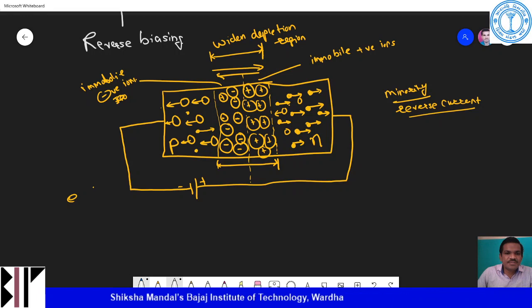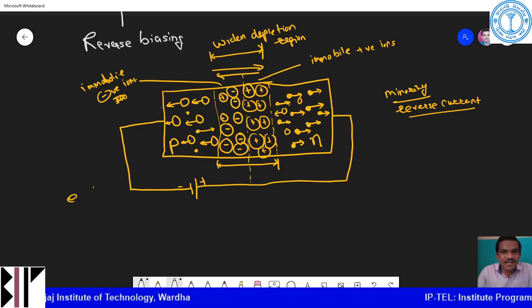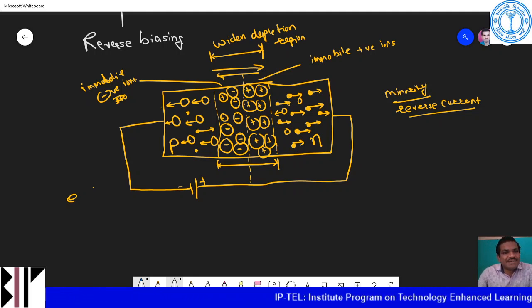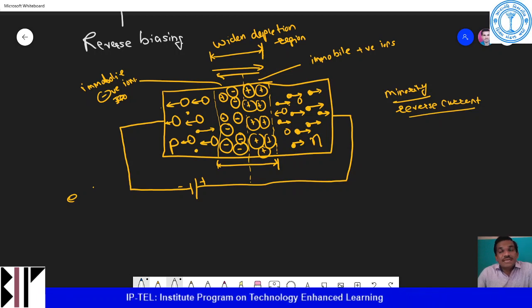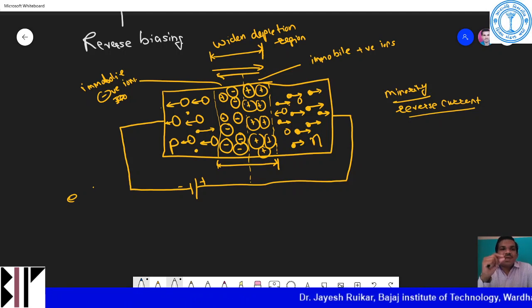In the previous class, we have seen forward biasing of the PN junction diode and then reverse biasing of the PN junction diode. So, what is meant by biasing? When we apply an external DC supply to any electronic device, we call that biasing. When we apply a DC voltage supply to a PN junction diode, depending upon the polarity, we call this forward biasing or reverse biasing.